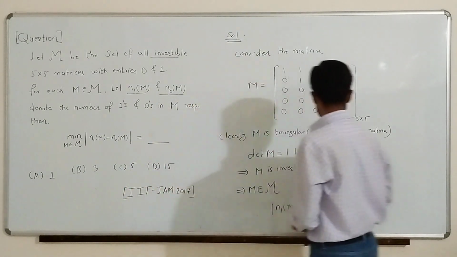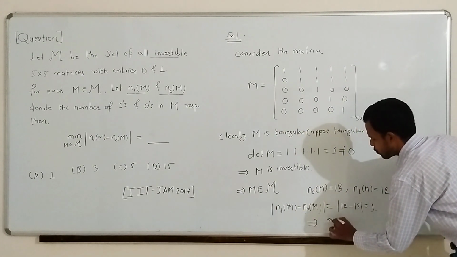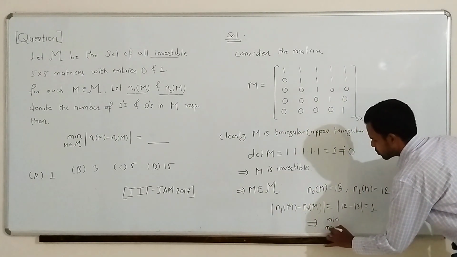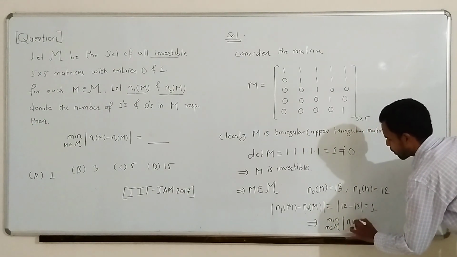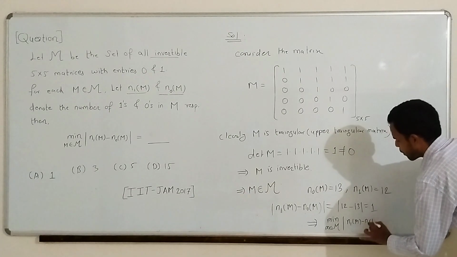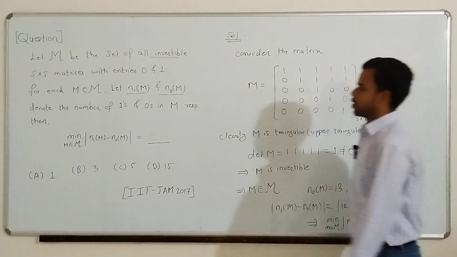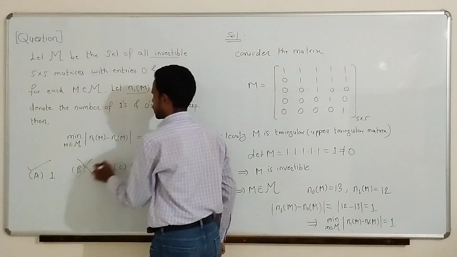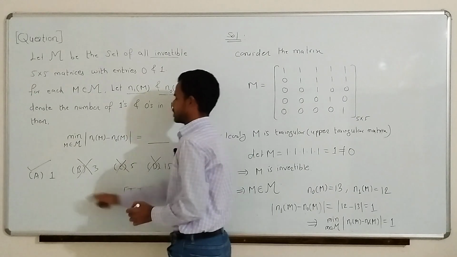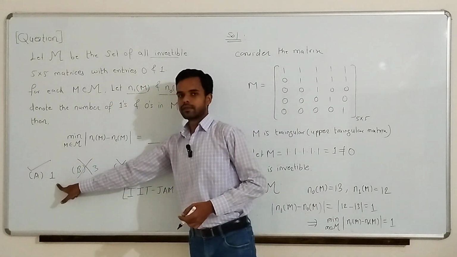So this implies the minimum value over m belonging to the given set of the modulus of n1 of m minus n0 of m is 1. So option A is true, and hence all other options are false, because this is the minimum value and all other values are greater than 1.